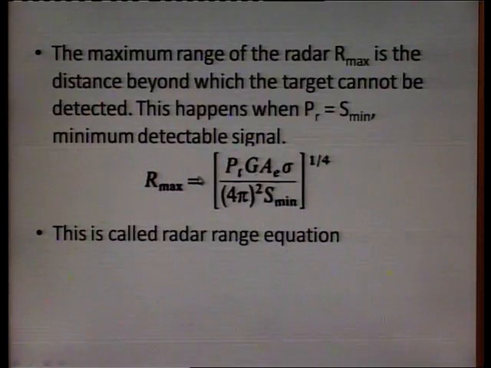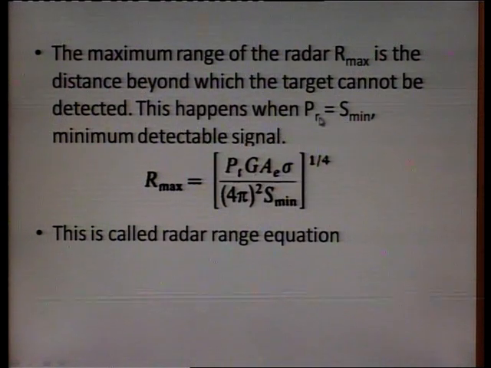Suppose you have some radar, what will be the maximum range over which that radar can be used practically? You can calculate that by using this equation. It is the distance beyond which the target cannot be detected. If the target is further away from that point, then it will not be detected by that radar. So, for that we will have to use some other radar. This happens when P r is equal to S minimum, which is the minimum detectable signal.